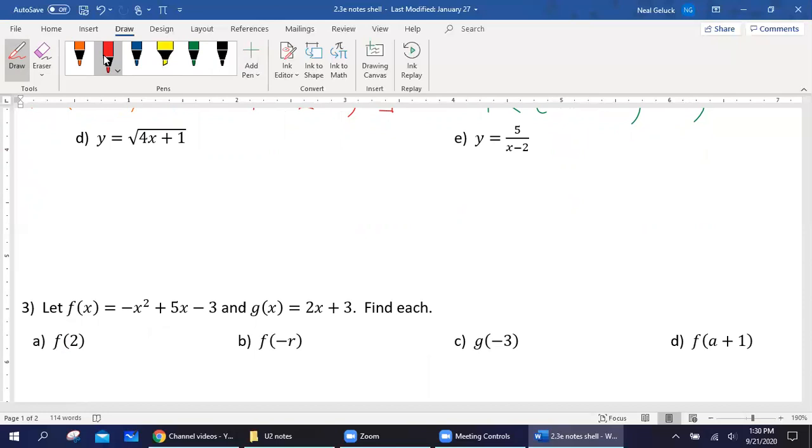Here's what I mean as a counter to that. If I had y equals plus or minus square root of 4x plus 1, then it would not be a function because y equals two different things. But both of these are functions.